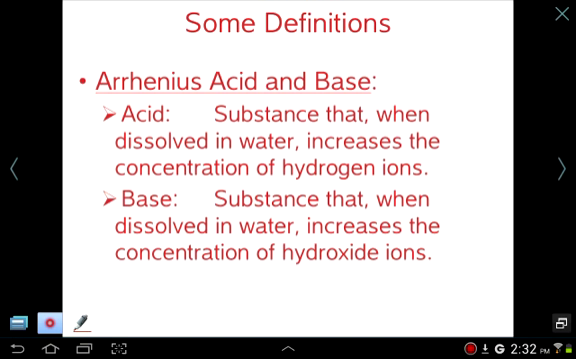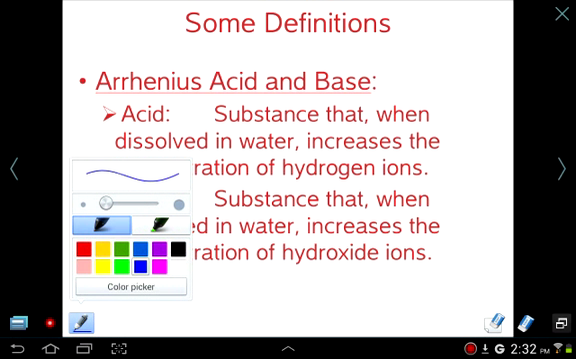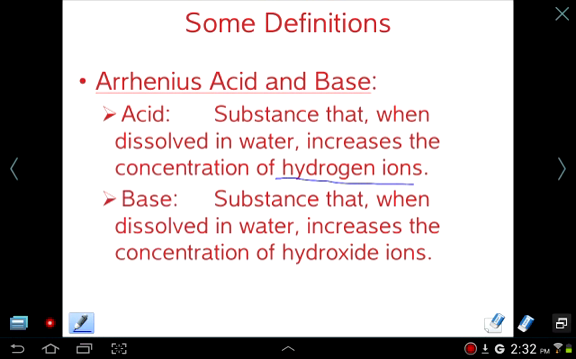So an acid was defined as something that, dissolved in water, will increase hydrogen ion concentrations. And recall that hydrogen ion concentrations can be expressed like this. So it is a measure of how much H+ there is in a solution, and if a substance increases that, then it's called an acid. By contrast, a base increases hydroxide ion concentrations, OH minus.